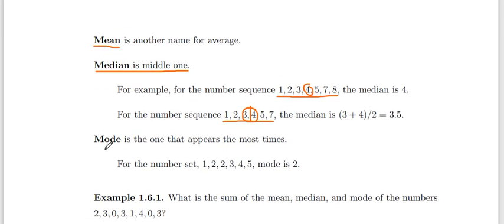Okay. So the mode is the number that appears the most. Like for this one, there's 2 appearing twice, so 2 appears the most. So the mode is 2. And look here, which one is the mode? Each one can be the mode, right? Because each one just appears the same number of times, just one time.